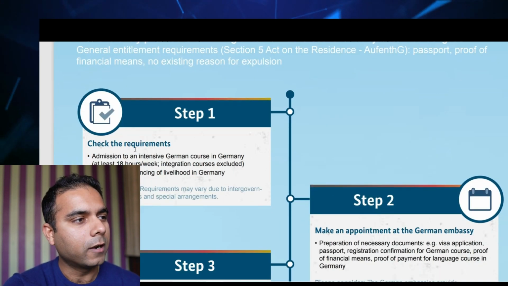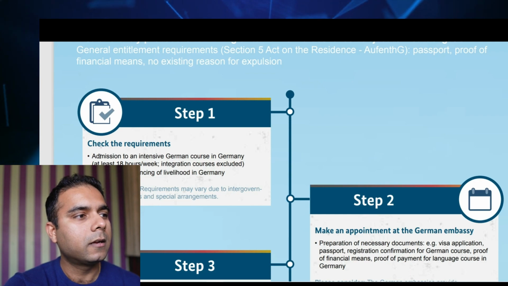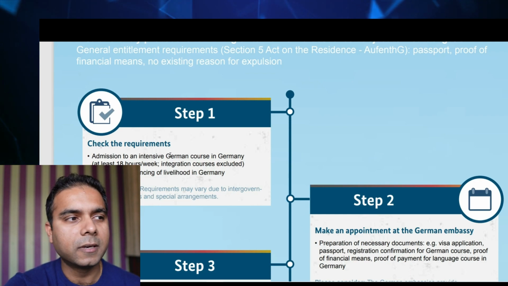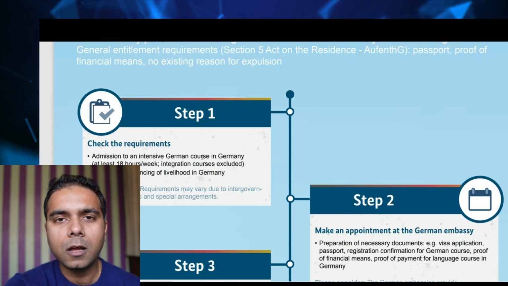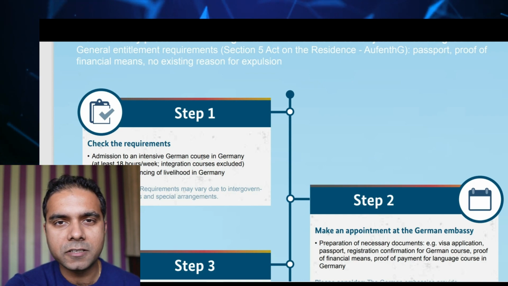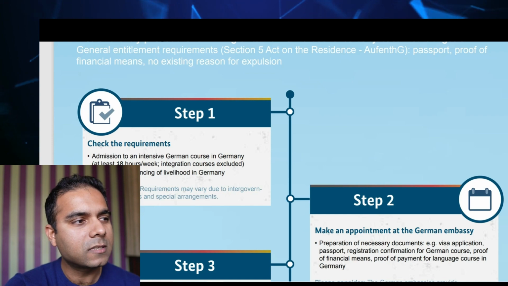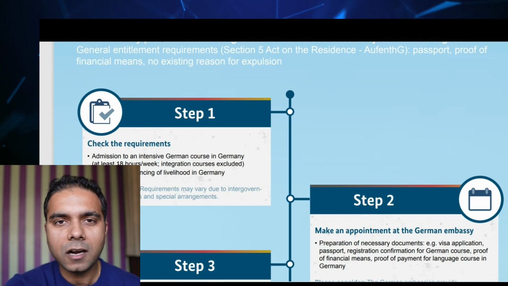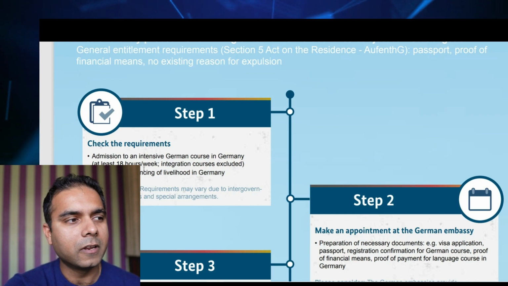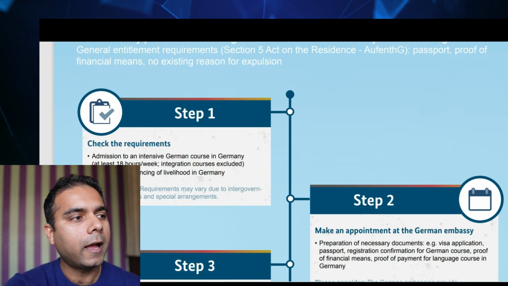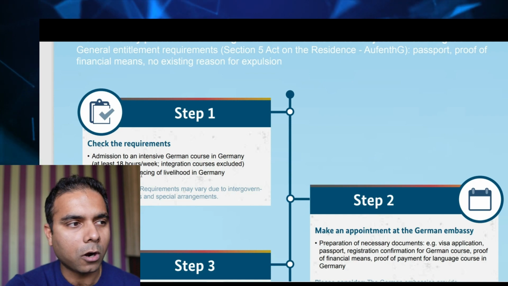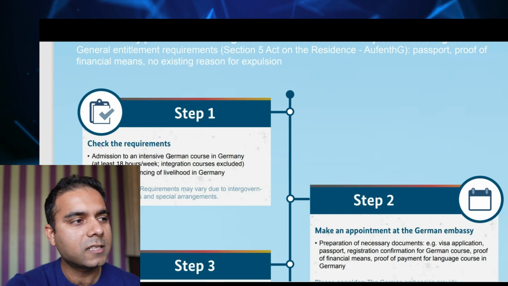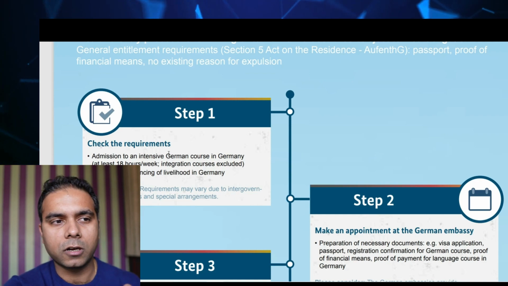Now, step 1 for the language visa is admission in an intensive German language course. This course could be any offline course. You can just Google, and there are hundreds of language institutes in Germany. That course has to have at least 18 hours of training every week. Then you also need to show the financing of livelihood, that is a blocked account. This is step 1, course booking and blocked account.